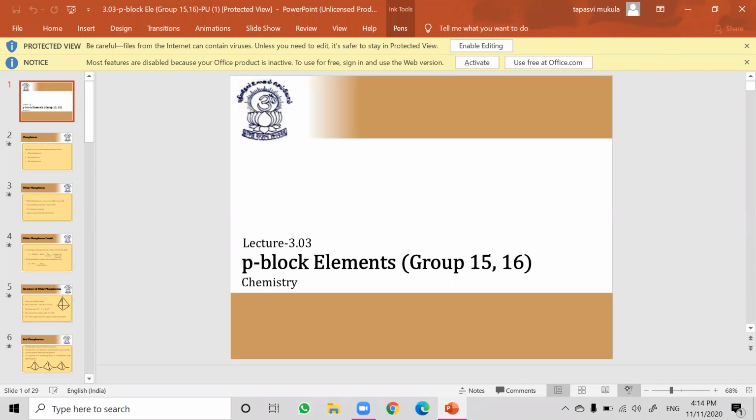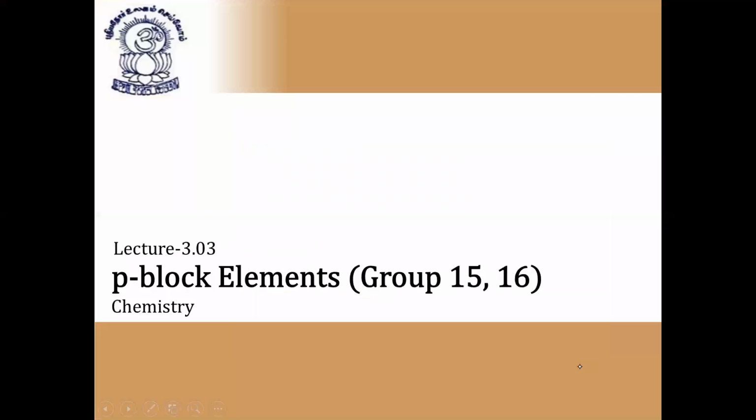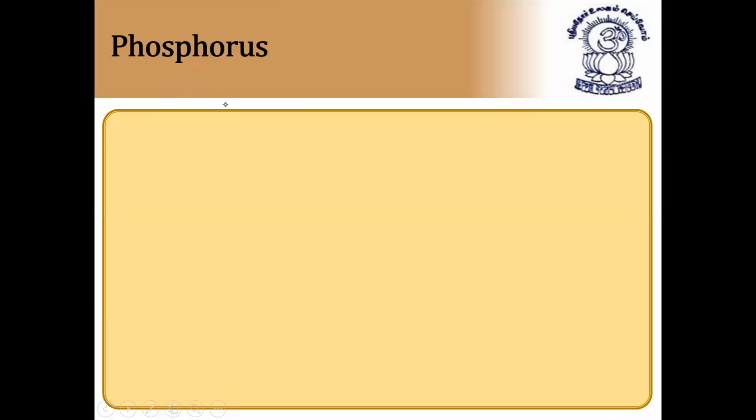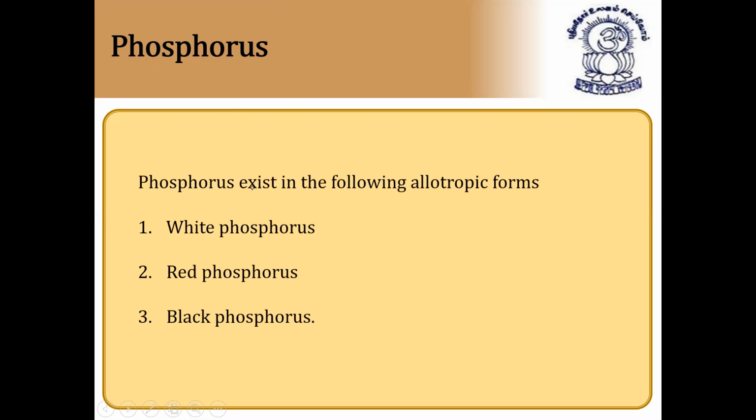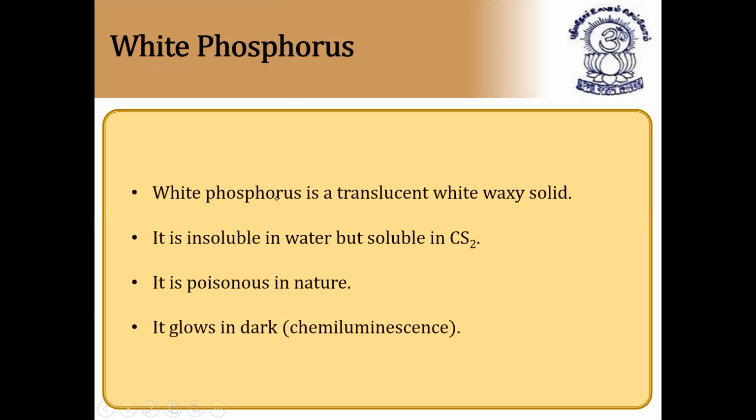Let us start now. Phosphorus is another element in group 15. Phosphorus exists in the following allotropic forms: white phosphorus, red phosphorus, and black phosphorus. White phosphorus is a translucent white waxy solid.